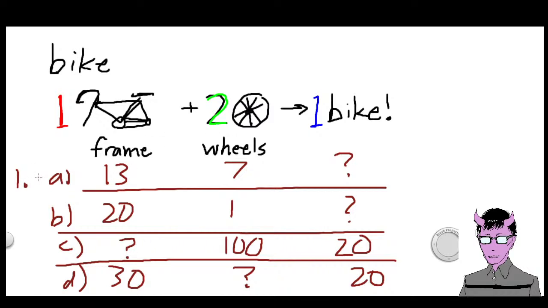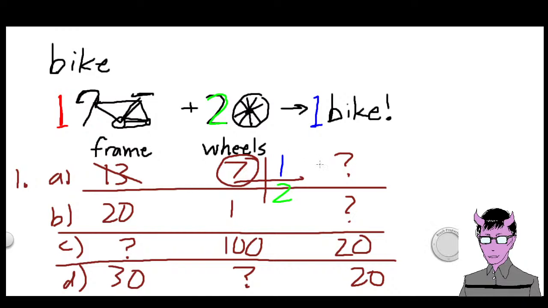Problem 1A. So we have 13 frames, we have 7 wheels. We can already see that the wheels are going to be insufficient for using up all the frames, because again, if you use a ratio real quick, just do a real quick analysis. For every one frame that's 2 wheels, you need 26 wheels, but you only have 7 wheels. So ignore this number for now. So the question is, how many bikes can we construct? Well, we have 7 right here. The ratio between bikes and wheels used is going to be 2 to 1.